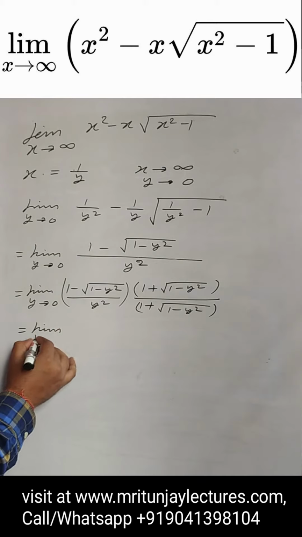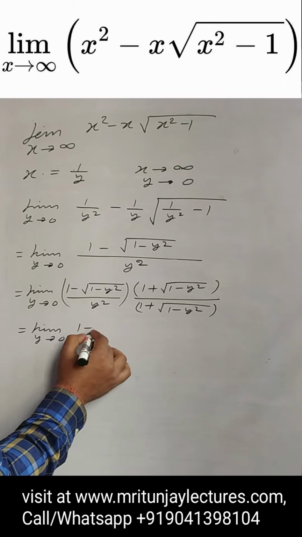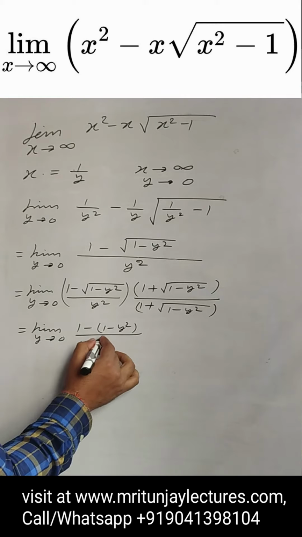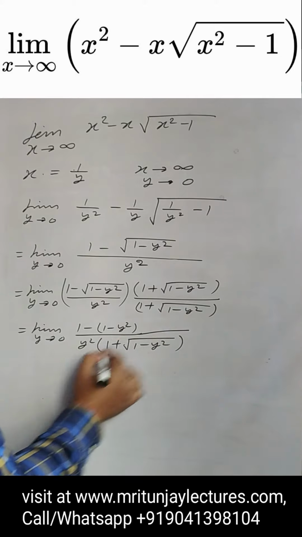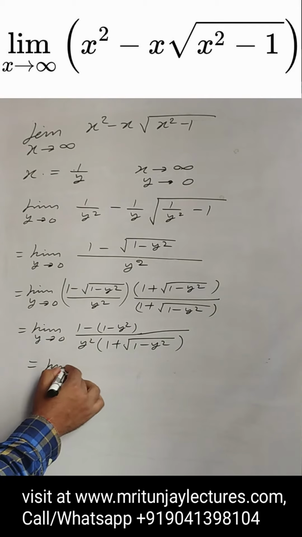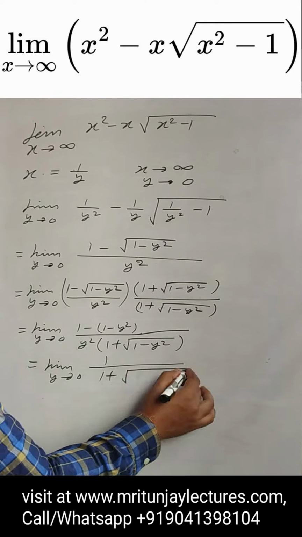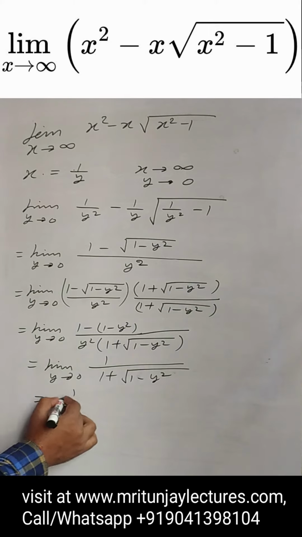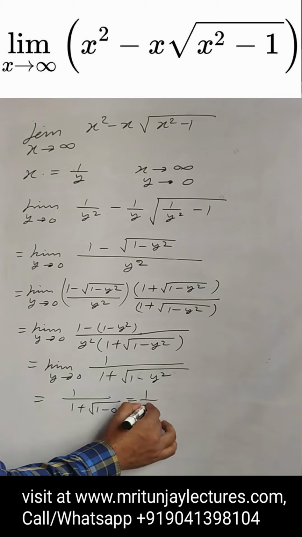so limit y tends to 0, 1 minus, divided by y square, 1 plus under root 1 minus y square. So we got y square cancelled out. Limit y tends to 0, 1 upon 1 plus under root 1 minus y square. If we put y is equal to 0, then we get 1 upon 1 plus under root of 1 minus 0, then 1 by 2 is the right answer.